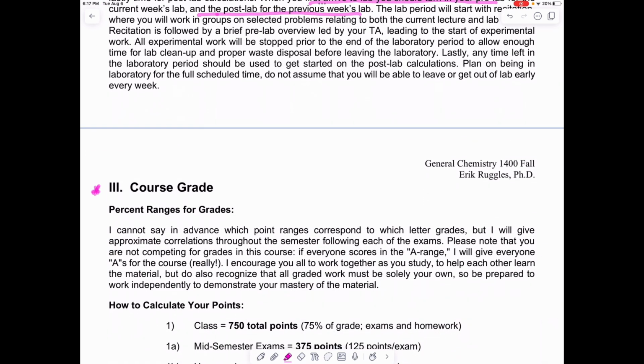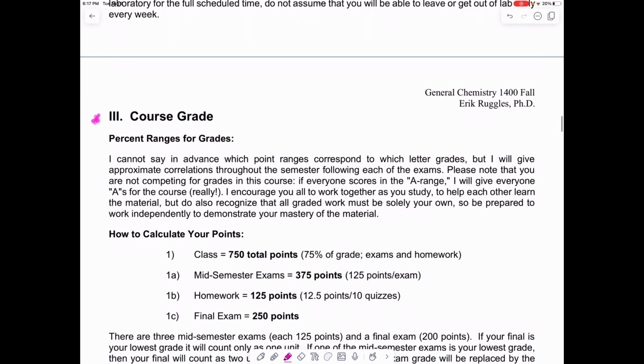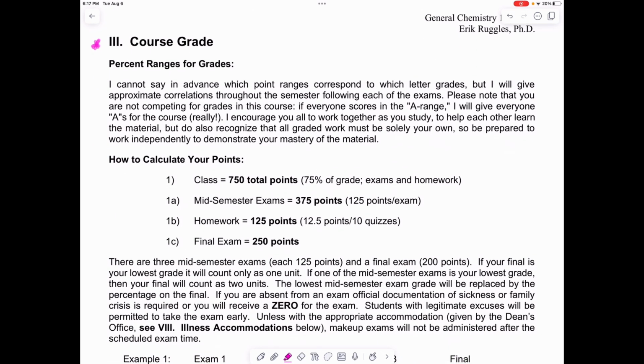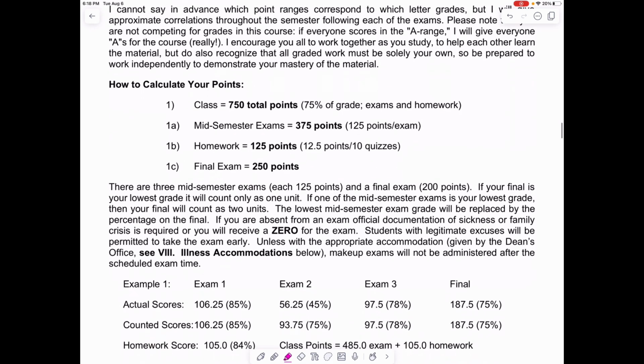Okay, course grades. I kind of wait on the point ranges till the end of the semester. That's because we do have 7 sections of general chemistry, and all of our teachers like to talk to one another to see where our ranges are for A, B, C, etc. But what I want to stress here is the points.